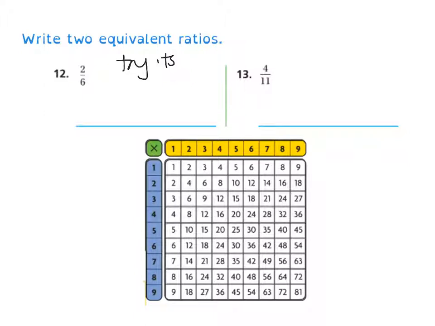Okay, so to find two equivalent ratios of 2 to 6, I can use the multiplication table by highlighting across 2, highlighting across 6, and then I can just go straight down: 4 and 12. I'm going to do different ones. It doesn't matter which ones you use. All of these are equivalent. So you can use any of those two sets of numbers. Okay, so let's say I'm going to use 8 and 24.